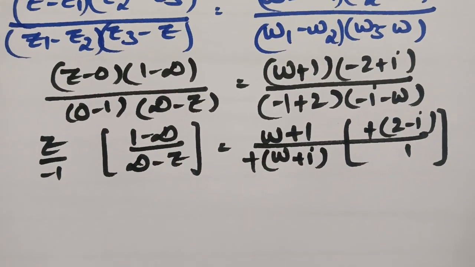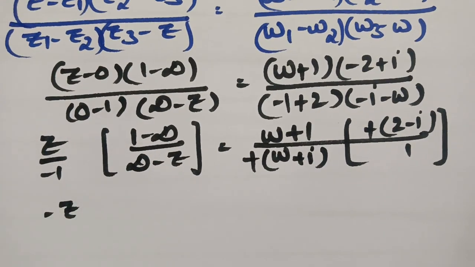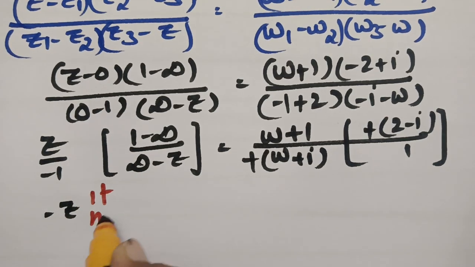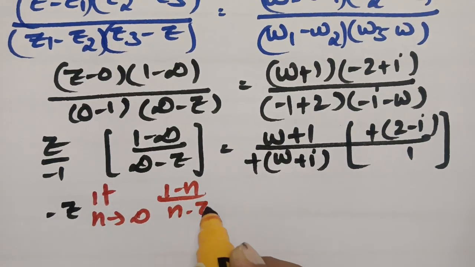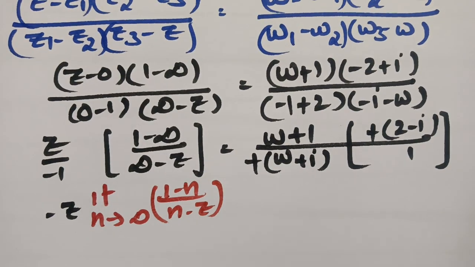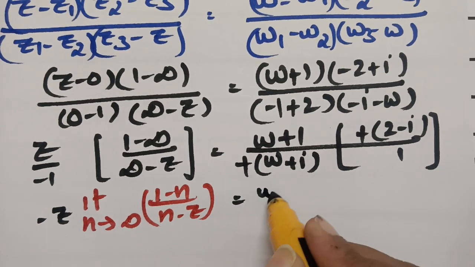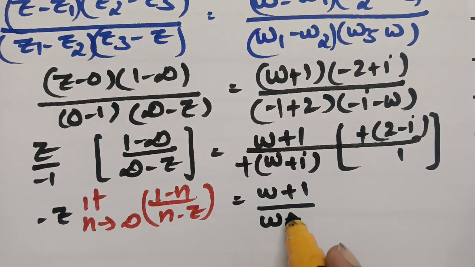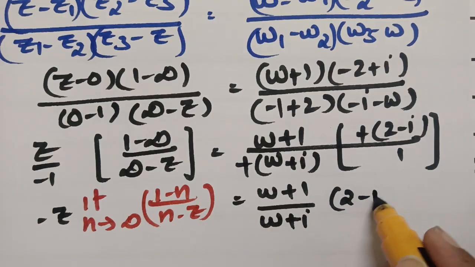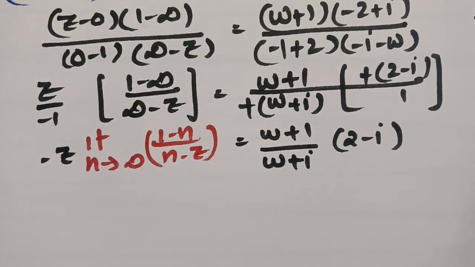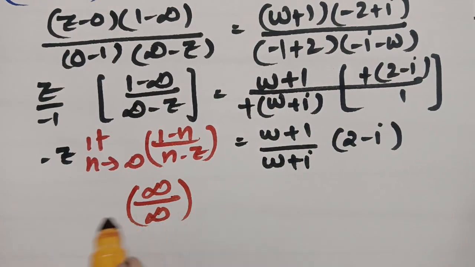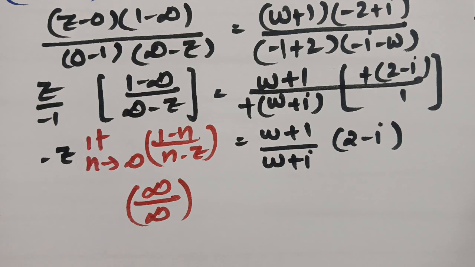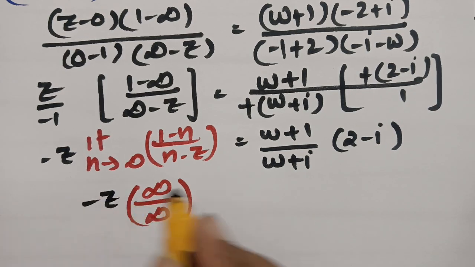And the next thing here is minus z. Now we have to take the limit as n tends to infinity. In place of infinity I am writing n here, n minus z, and this will be as it is. This will be as it is, w plus 1 by w plus i into 2 minus i. And here, if I apply infinity in place of n, this will be infinity by infinity.